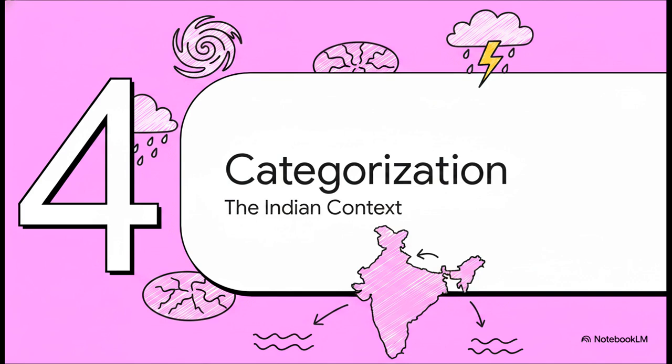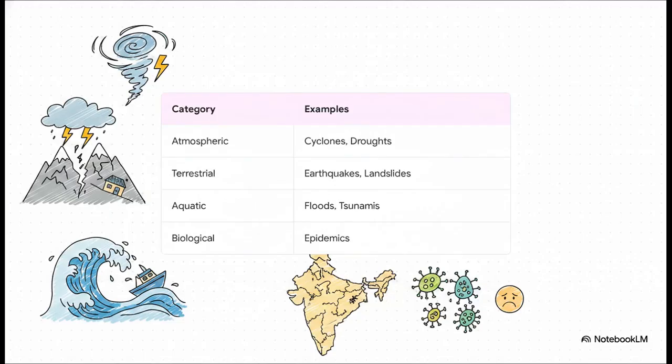Moving on to section 4, categorization and vulnerability, specifically looking at the incredibly diverse Indian context. To actually deal with these disasters scientifically, experts group them into 4 broad categories. You've got atmospheric hazards, think cyclones, blizzards, heat waves. Then terrestrial hazards, which originate from the Earth itself, like earthquakes and avalanches. Next are aquatic events, so floods and tsunamis. And finally, biological hazards, meaning epidemics and pest attacks.